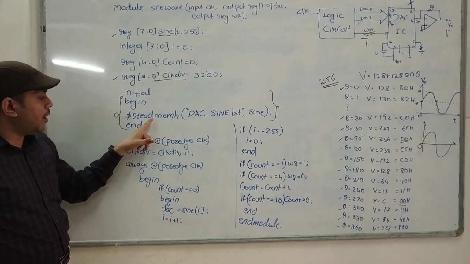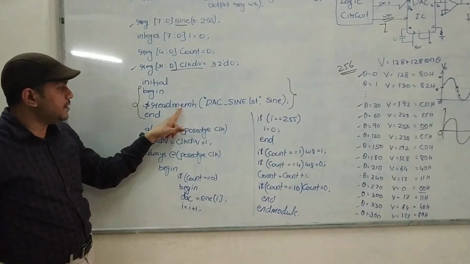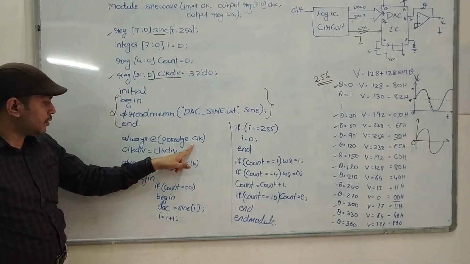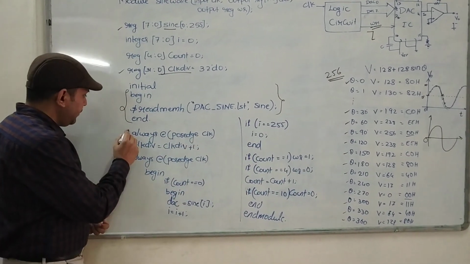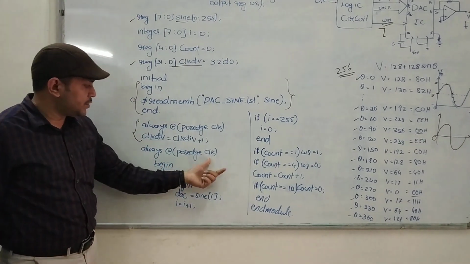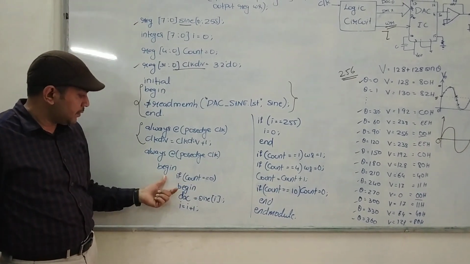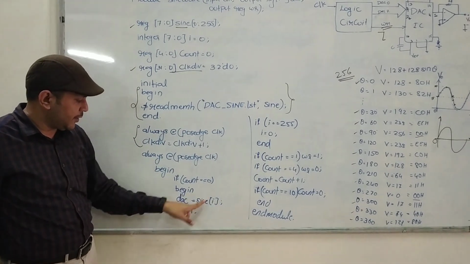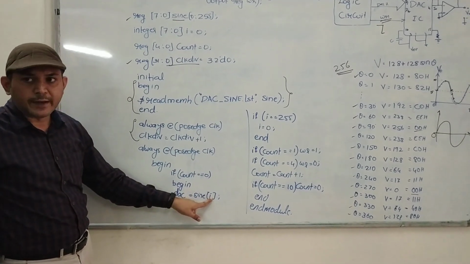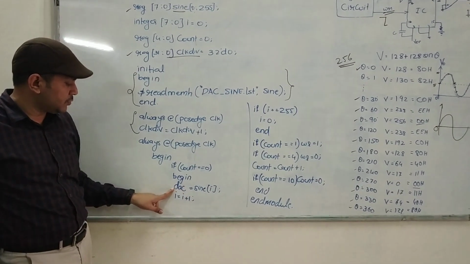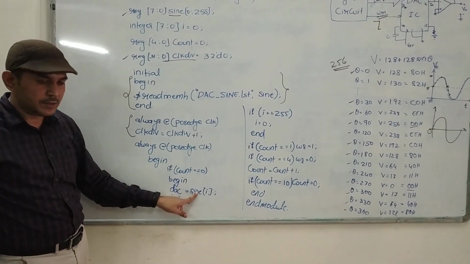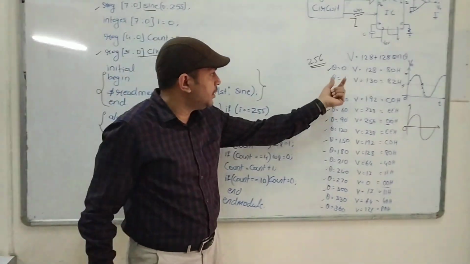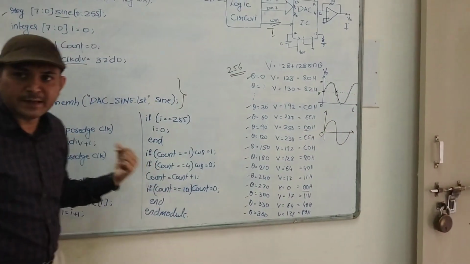Now, coming to the program, how to send these values onto the DAC. Always at the positive edge of the clock, begin. If count equal to 0, begin. You send the value sine of 0. Sine of 0 is sent to the DAC. This is also 8 bits. Sine of 0 means the first value, when theta is 0, this value is sent.